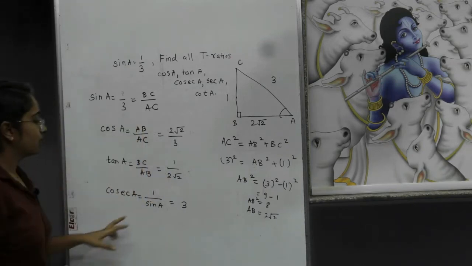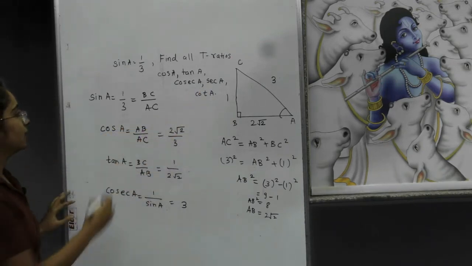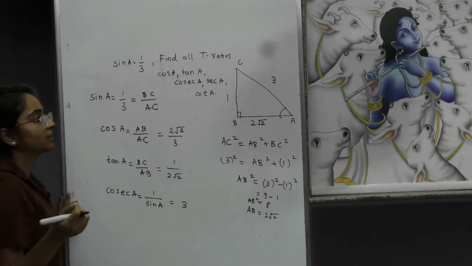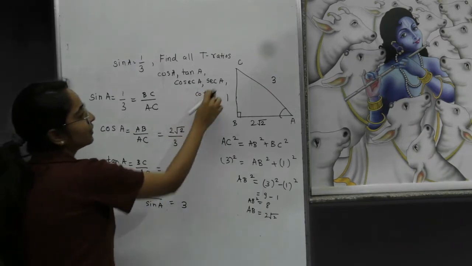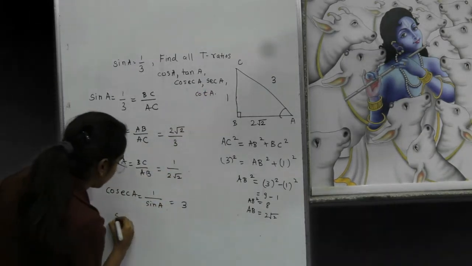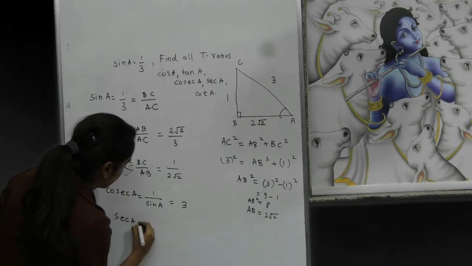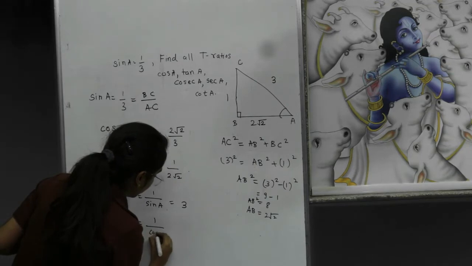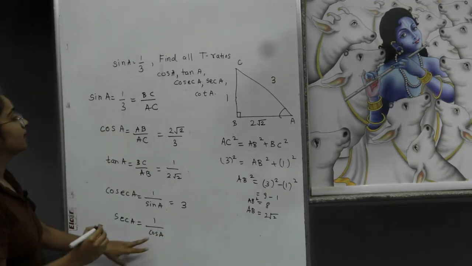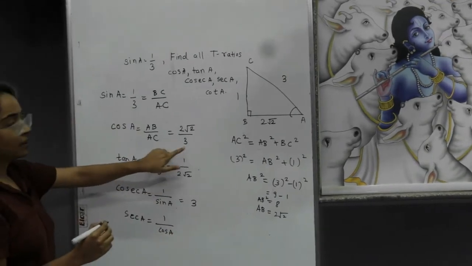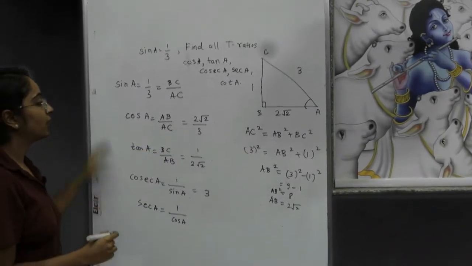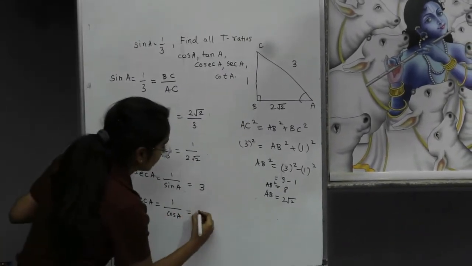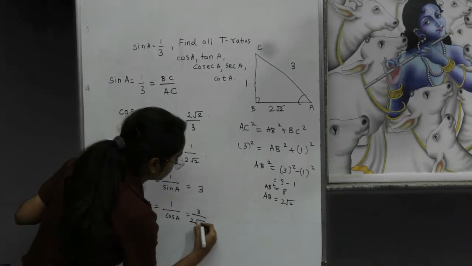Now next we have to find the value of sec A. These are all reciprocal relations. So sec A has a reciprocal relation with cos A. Sec A is nothing but 1 upon cos A. So we take the reciprocal of cos A from the previously obtained values, which will be 3 upon 2 root 2.